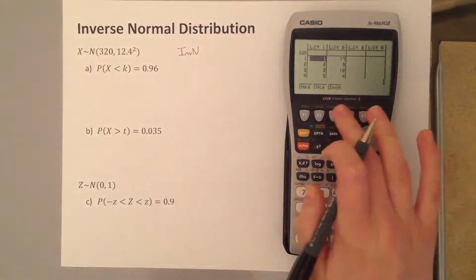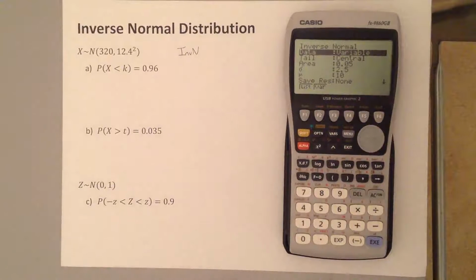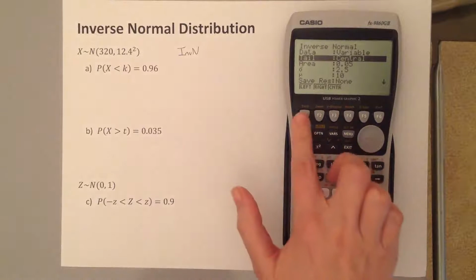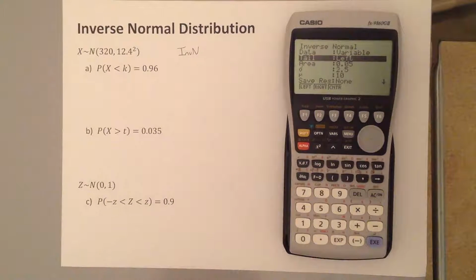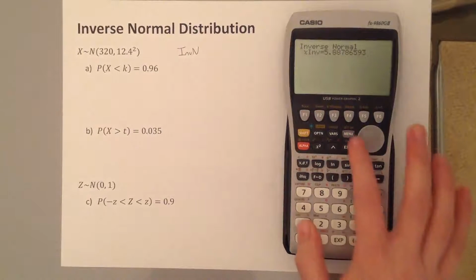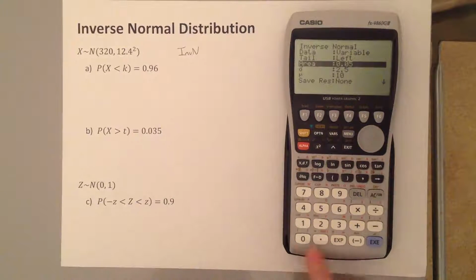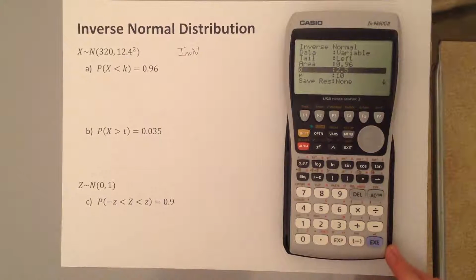So if I select the inverse normal, first thing to check is that it says data and variable at the top, and if I go down, it then asks me for the tail. Now in this first question I've got the probability of x is less than k, so if a question involves less than, then that means that the tail is going to be to the left. So if I change it to left using F1, I then also need to tell it my area. So the area in this case is 0.96 because that's the probability that I've been given, and press execute.